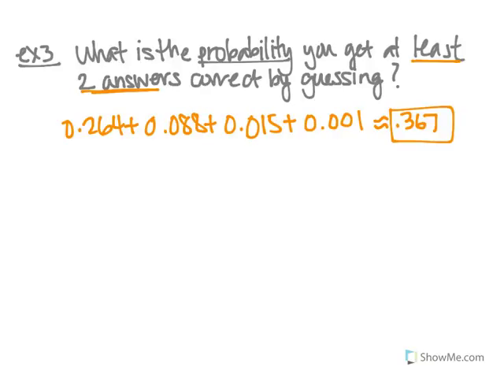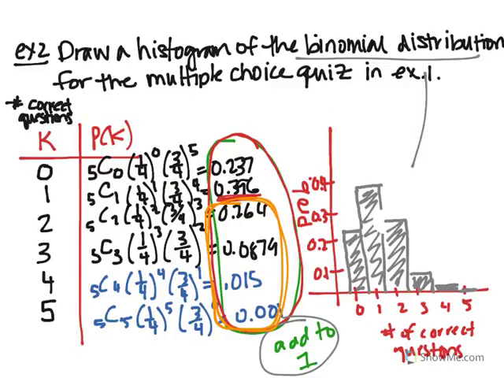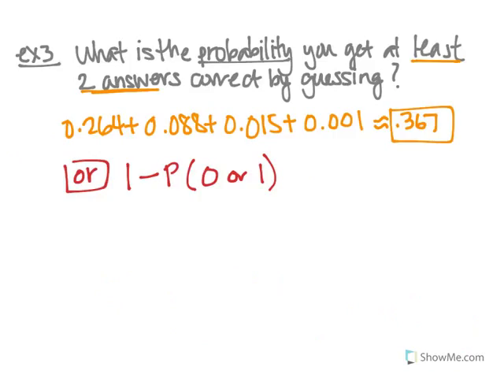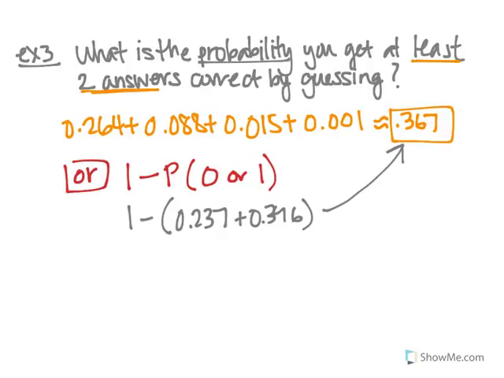Another way you could have done this, so at least 2 is the same thing as if you did the complement of 1 minus the probability, and the opposite or the complement of at least 2 would be getting 0 or 1 correct. So I could go back to the table and I could do 1 minus these two guys. See how they're not included? Because remember, these all add up to 1. So that's another way you could do it. And if you notice, if I take the complement and subtract it from 1, then you'll notice that I'll get the same thing as well. So it's just 2 ways of doing the same thing if you didn't want to have to calculate all those other values.